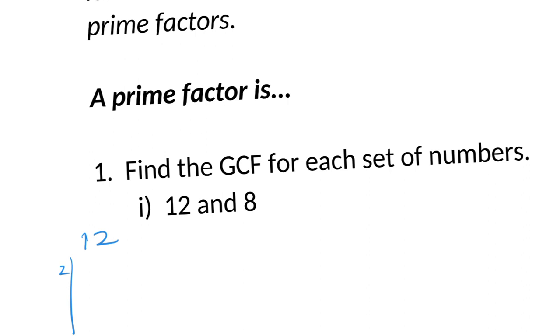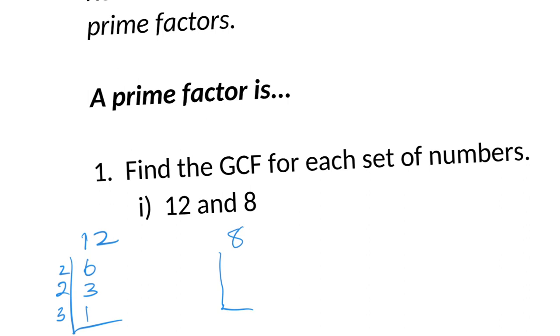If I divide it by 2, I get 6, and 6 could also be divided by 2 again. That gives 3, and then 3 can only be divided by 3, and 3 divided by 3 gives us 1. So the factors of 12 are this. Now that I've got that, I could do the same for 8. If you didn't know what the greatest common factor of 8 and 12 is, you just break it down.